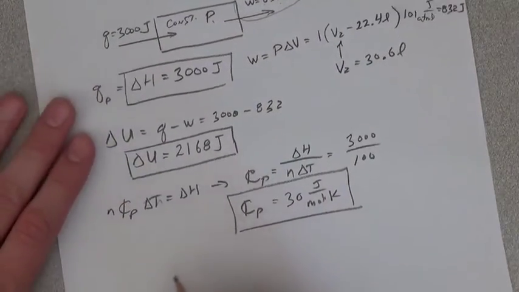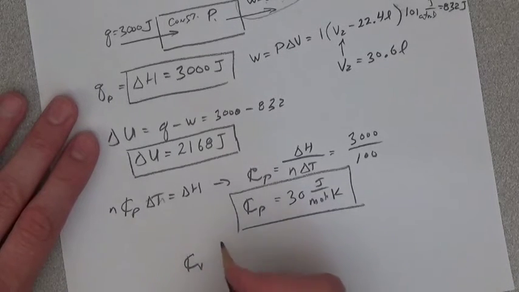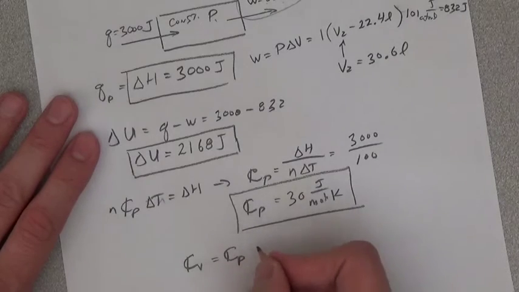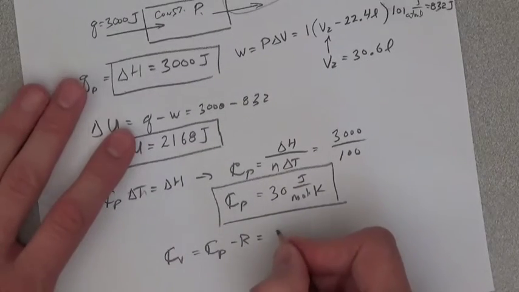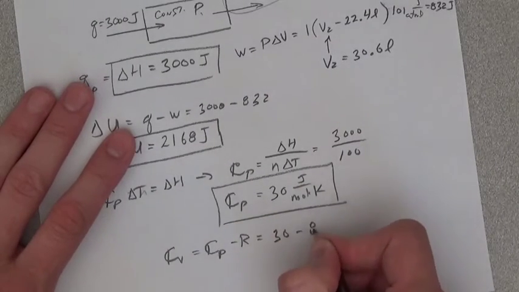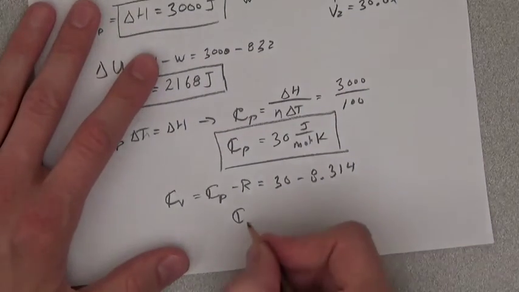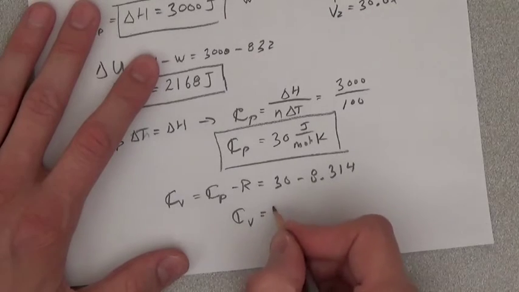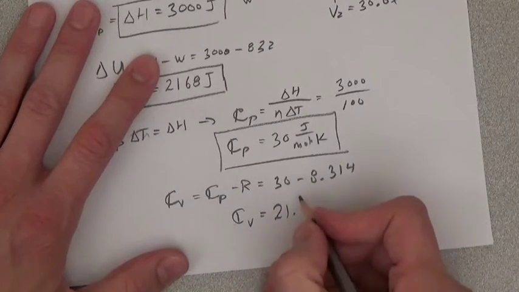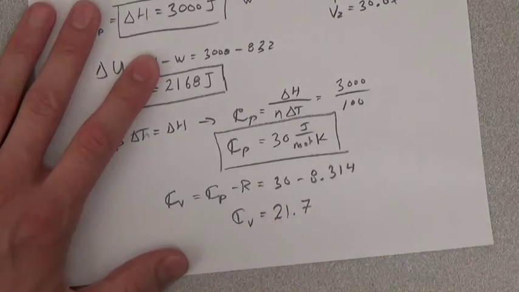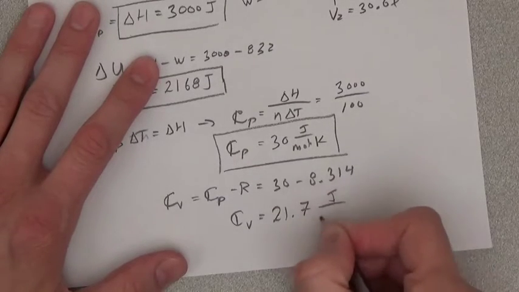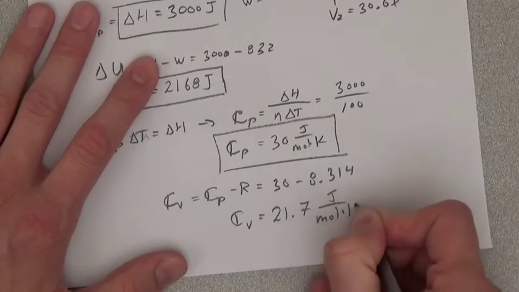And then CV, for an ideal gas, CV is equal to Cp minus R, which is 30 minus 8.314. CV is equal to 21.7 joule per mole K.